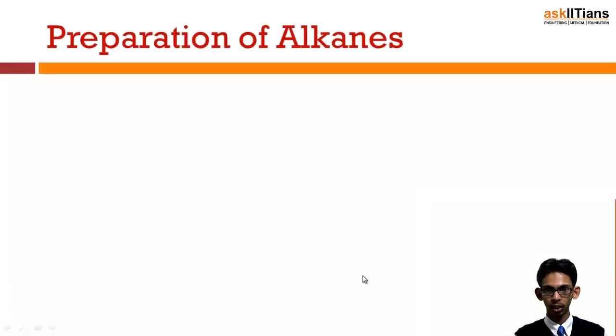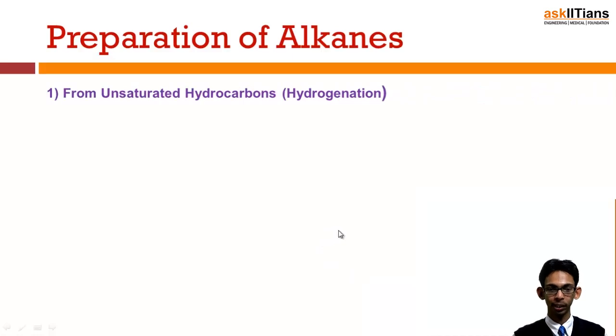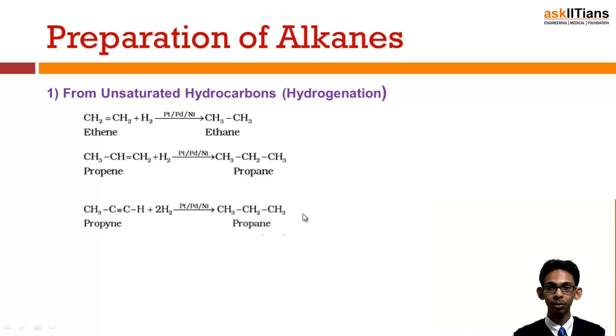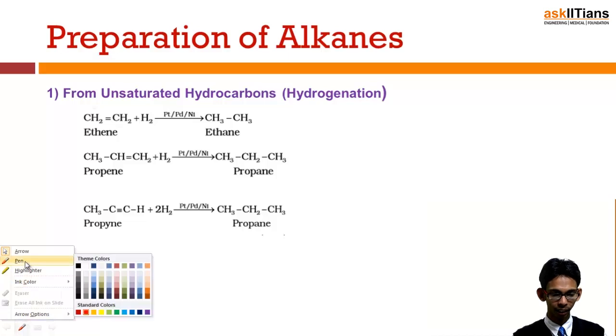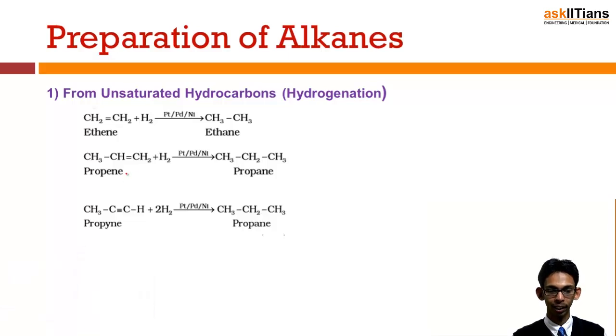Preparation of alkanes. Now we are going to discuss some methods which are used for preparation of alkanes. The first method is hydrogenation of unsaturated hydrocarbons. Alkane, being a saturated hydrocarbon, can be prepared from unsaturated hydrocarbons by their hydrogenation. Hydrogenation means addition of hydrogen. And this is a very common method which is used for preparing vanaspati ghee from vegetable oils.